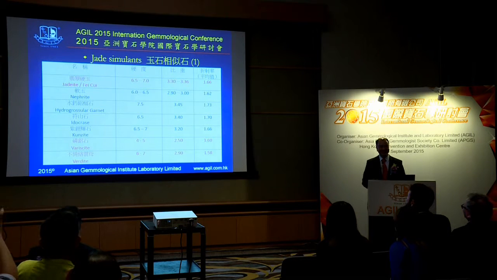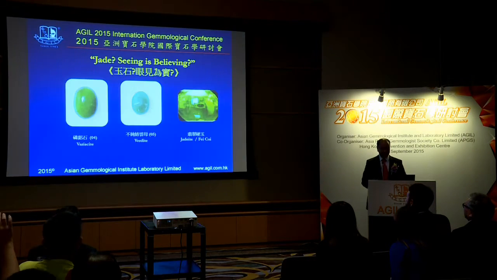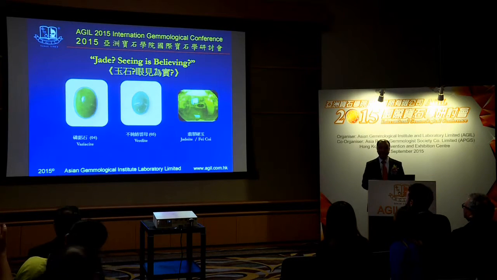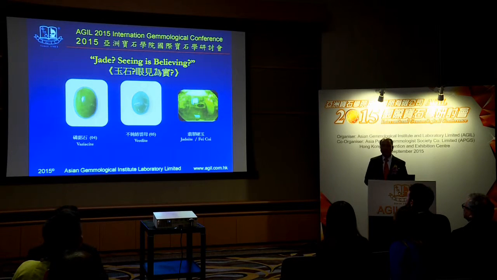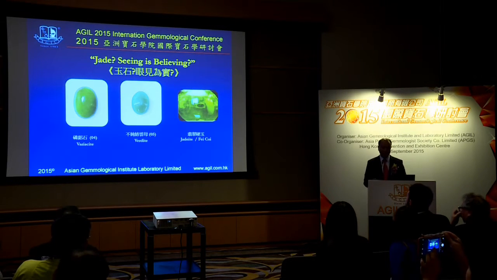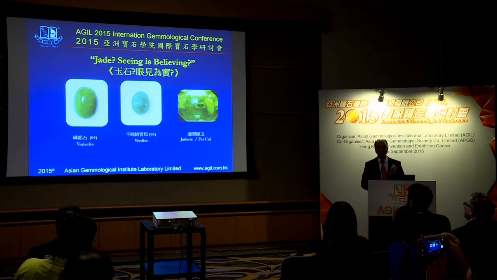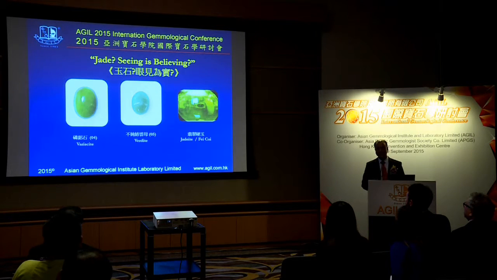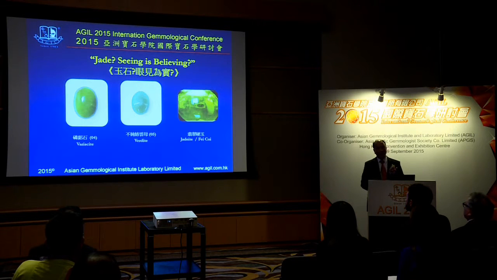Now let's look at something not too serious. The left-hand side one is known as variscite, and the center one is called wardite. If good quality variscite and good quality wardite have a reasonably green color, they look almost the same as green jadeite.